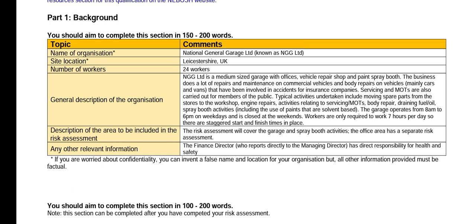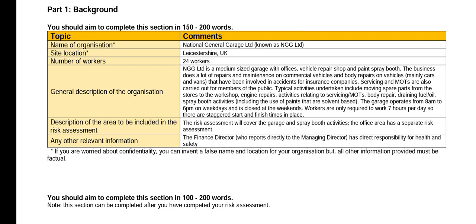The third point is the number of workers: how many workers are in your organization. For example, they write 24, and you can write whatever is available in your organization. Then the general description. In this, we need three things. The first is the production or service of the company. The second point is the activities undertaken, and the third one is the shift pattern. These three things we will mention in this part, the general description of the organization.